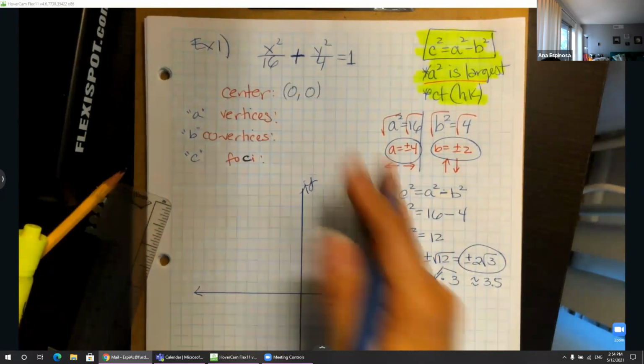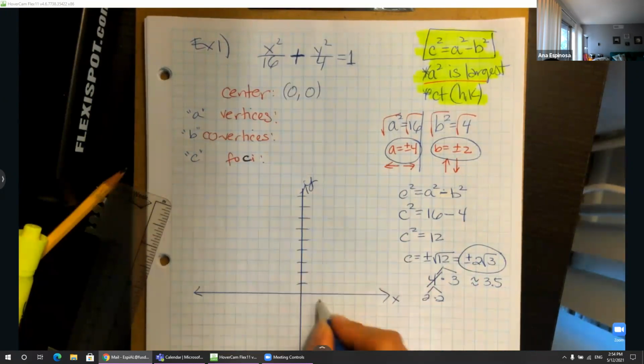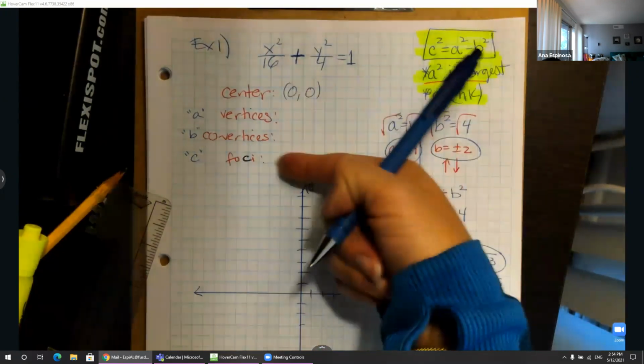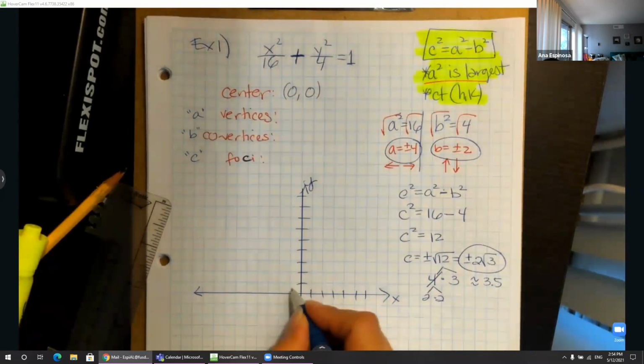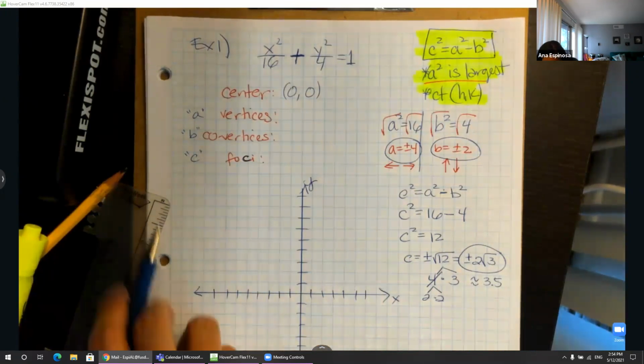I made this really huge. I actually fill this in at the very, very end. You see how easy it is afterwards. Okay, so this is what we do.